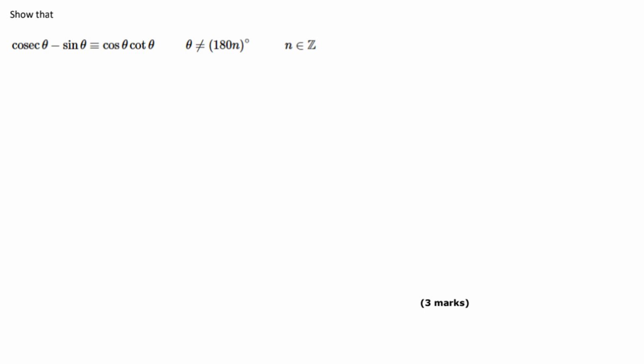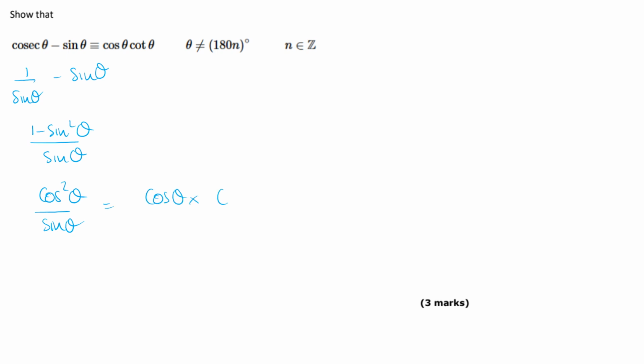In this next question, we've got to show that this identity works, and you can start with either side. I think I'll start with the left. Cosec theta is 1 over sine theta minus sine theta. Making a common denominator, we'll have 1 minus sine squared theta all over sine theta, which will be cos squared theta over sine theta, which is cos theta times cos theta over sine theta, which is cos theta cot theta.